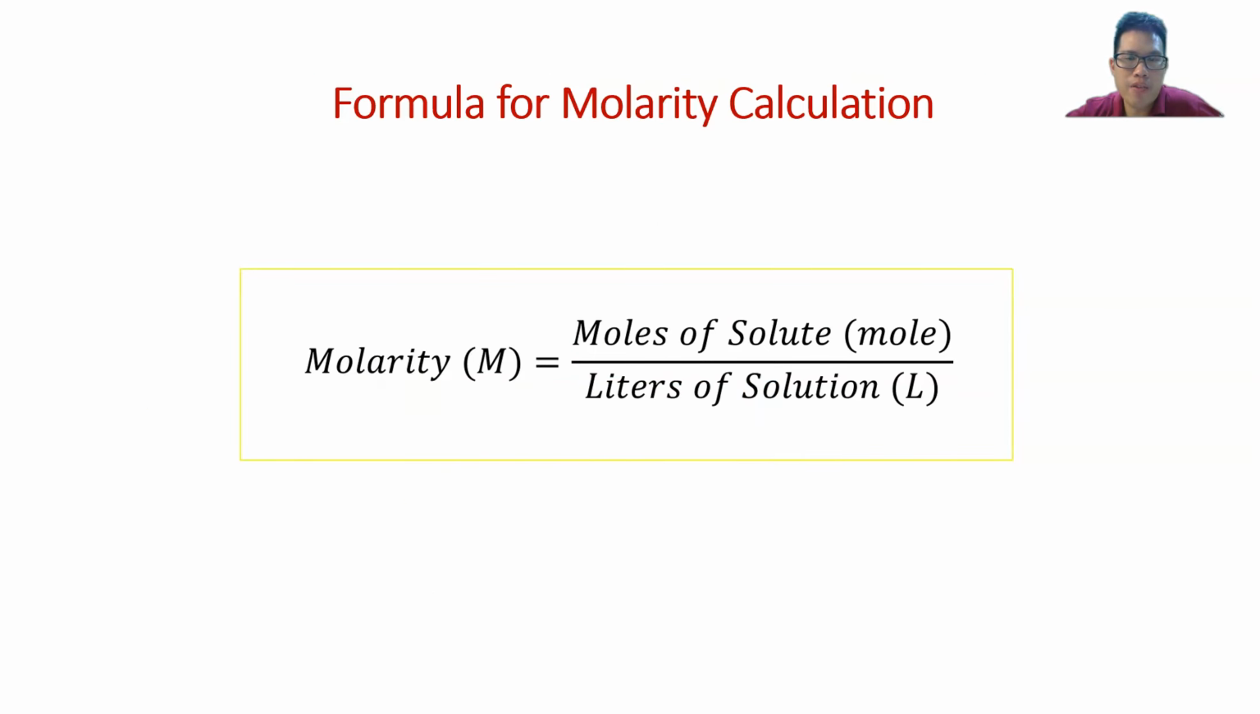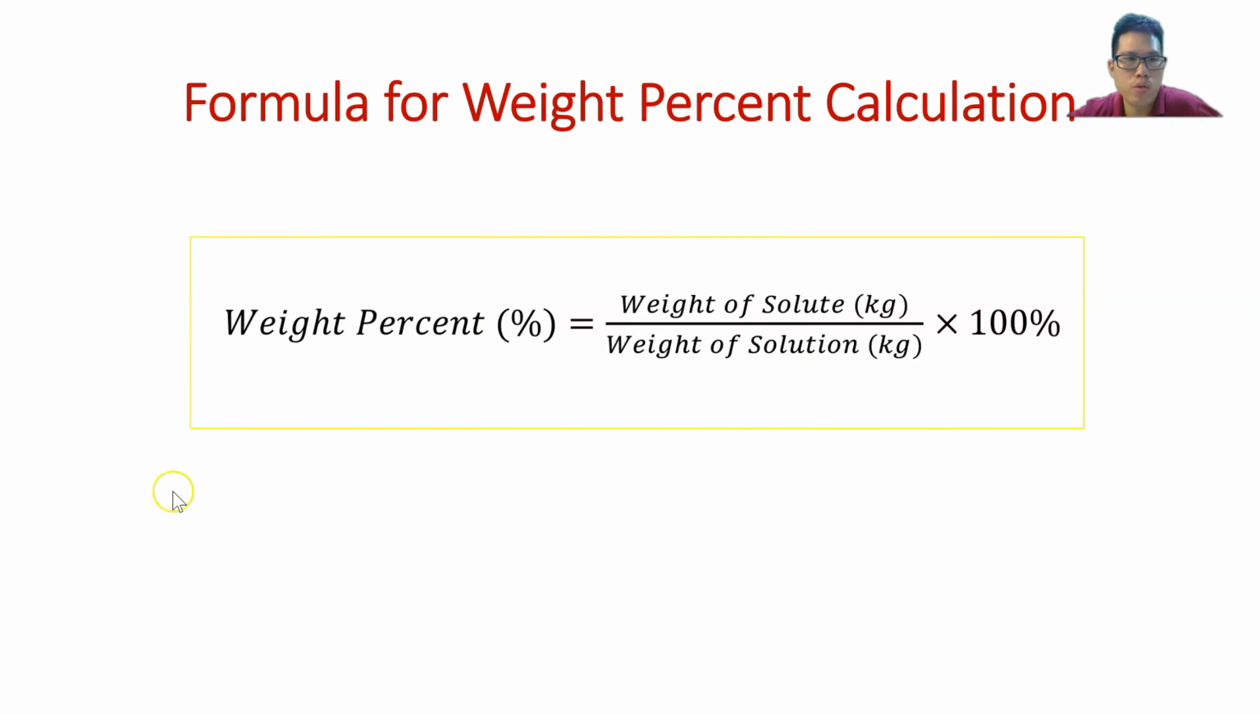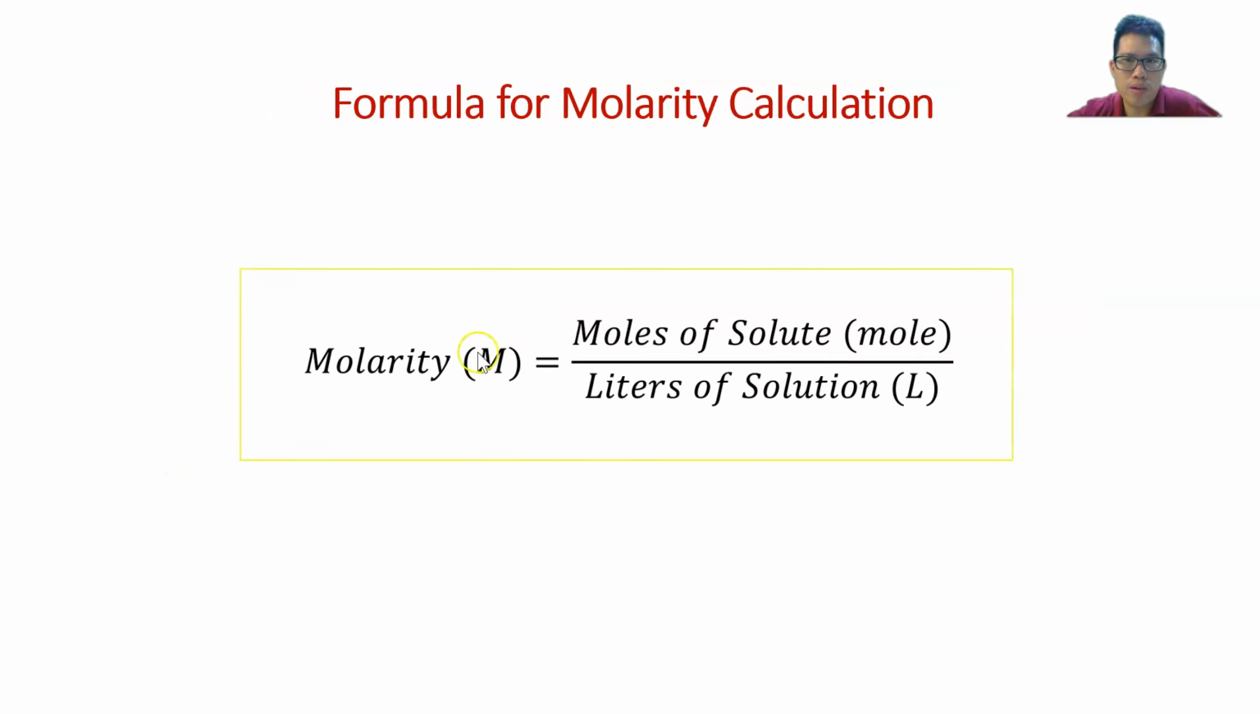So what is molarity? Molarity, for which we use the symbol M, is the moles of solutes divided by the liters of solution. Moles of solutes, you already know how to calculate. You need to have the molar mass, and you can calculate the moles through the molar mass.